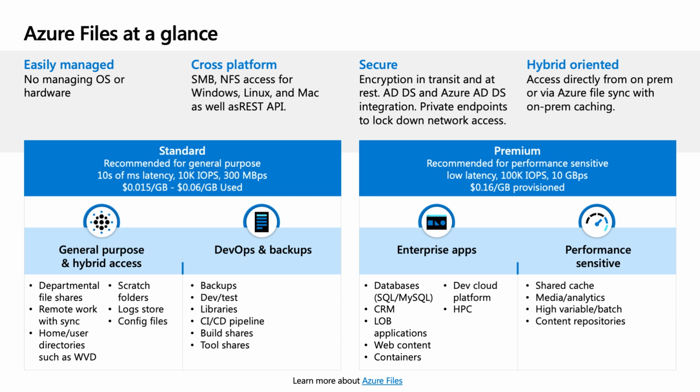It's cross-platform, supports SMB, NFS, clients from Windows, Linux, and Mac, both on-premises, in the cloud, or from anywhere you need the access. From a security standpoint, it offers encryption both in transit and at rest for the SMB protocol. And it's hybrid oriented. It natively integrates into the Azure File Sync solution to support synchronization of your data from on-premises into the cloud and back.